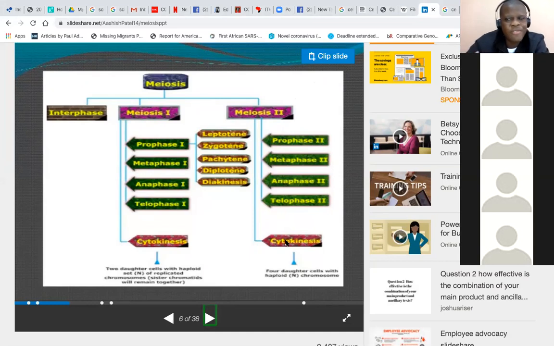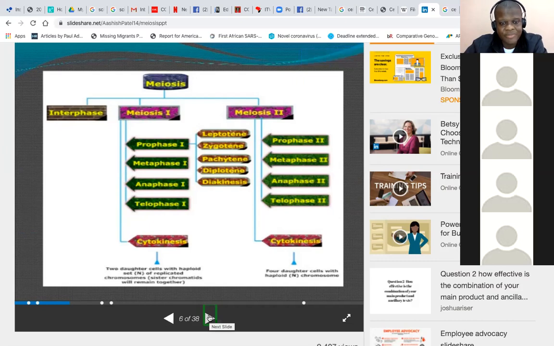If you want to look at it in the real sense, at the end of meiosis 1, what we are going to be having will be two daughter cells that have haploid sets of replicated chromosomes. The sister chromatids will be together. Then at the end of meiosis 2, we are going to have daughter cells with haploid number of chromosomes.